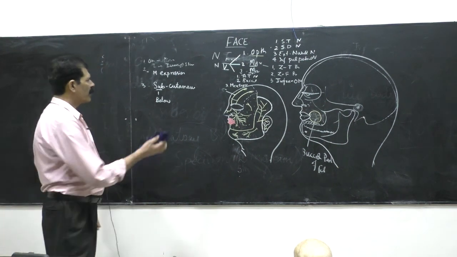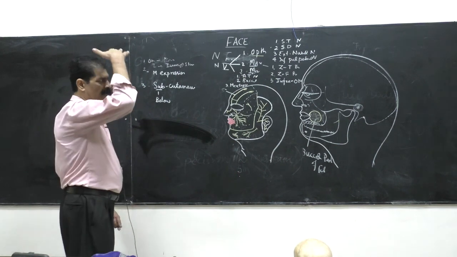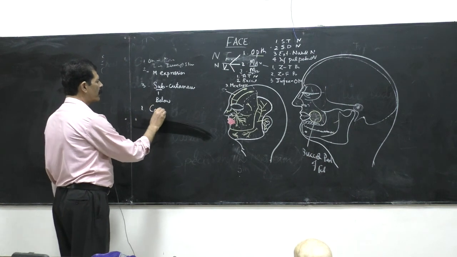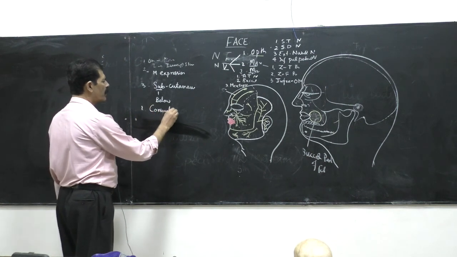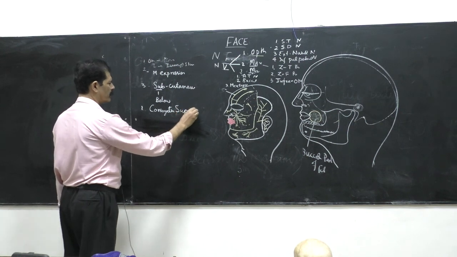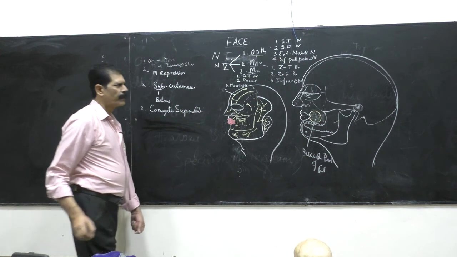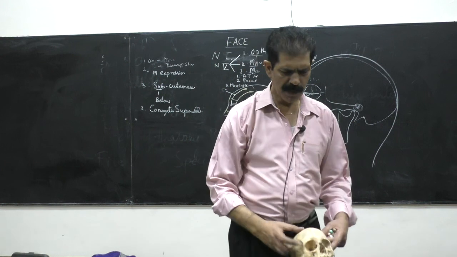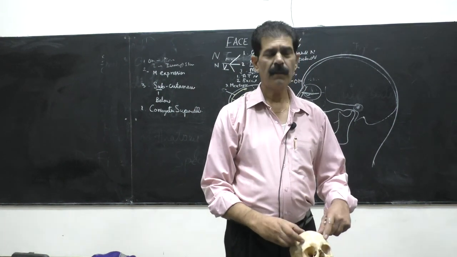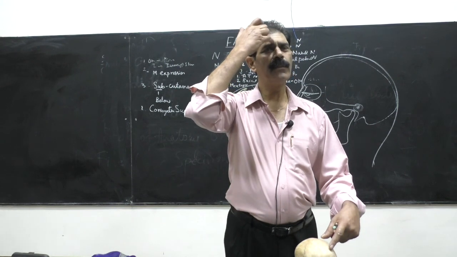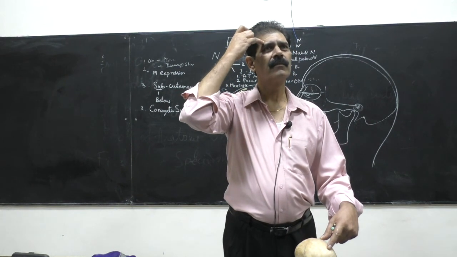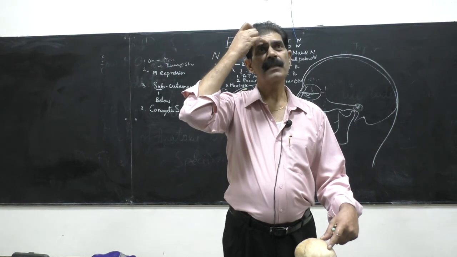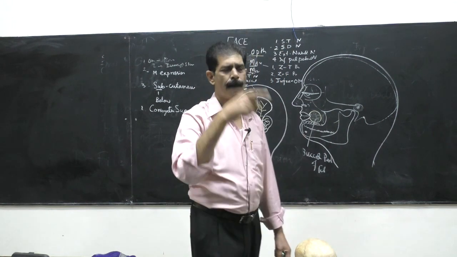Now we will take the muscles of the face one by one, starting from above downward. Muscles of the forehead: the corrugator supercilii. It takes origin from the supraorbital margin, just above the eyebrows. This is called the supraorbital ridge. It is a raised area, more prominent in the male and not present in the female. So this is again a sign of the male skull. Supraciliary arches are more prominent in the male skull.